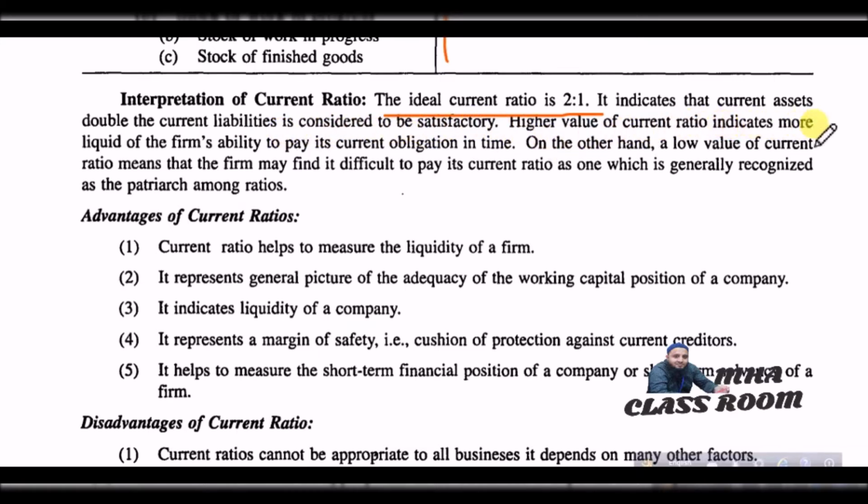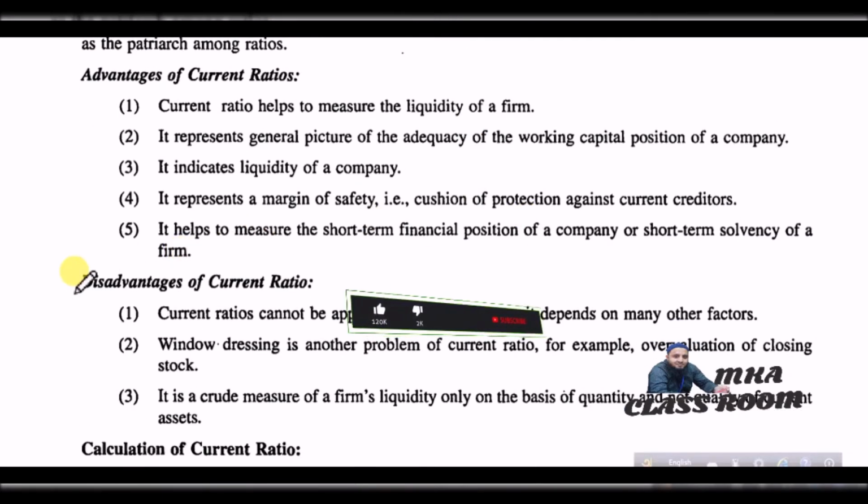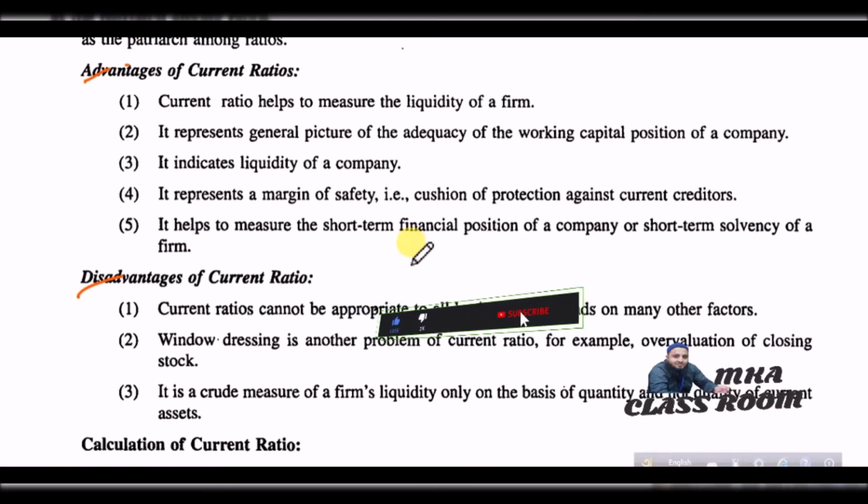Higher value of current ratio indicates more liquidity of firm's ability to pay its current obligations in time. On the other hand, a low value of current ratio means that the firm may find it difficult to pay its current obligations. Advantage of current ratios and disadvantage of current ratios, you know it better.